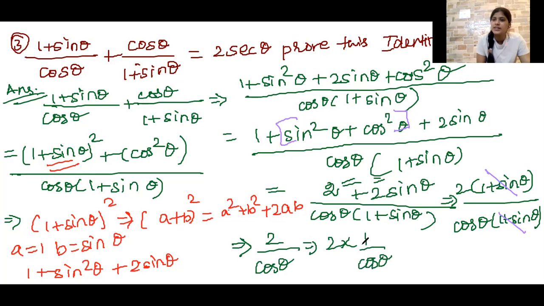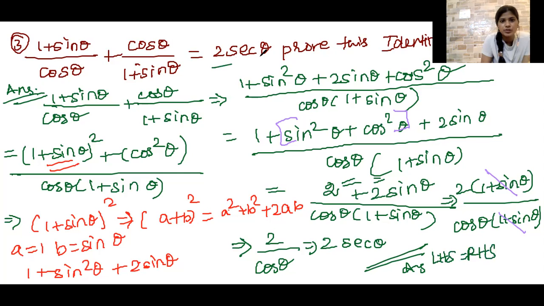1 by cos theta is nothing but secant theta. Secant theta is equal to 1 by cos theta. So I can rewrite this 1 by cos theta as secant theta, write the 2 as it is, and replace the 1 by cos theta as 2 secant theta. That's it. We proved that left hand side is equal to right hand side. On the right hand side of the equation, you do have 2 secant theta.